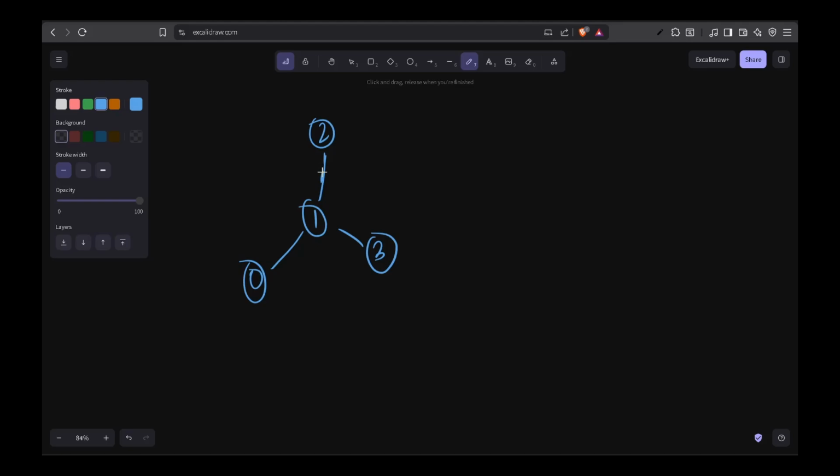Now let's see another concept, which is this: 2, 3 and 0 are at equal distances from 1, right? So if I start traversing from each of these nodes simultaneously, I'll reach the one node at the same time, right? Meaning the minimum distance of each of the cases would be the same.